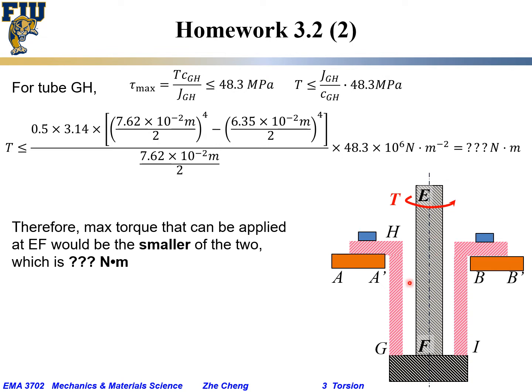And then the second value is considering the tube. Overall, we said the plate is strong, the bonding is strong, so we would only be able to apply a torque that is the smaller of the two. One is considering the tube, one is considering the rod, and you get that value. Okay.